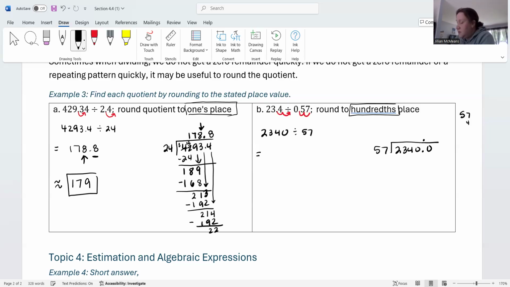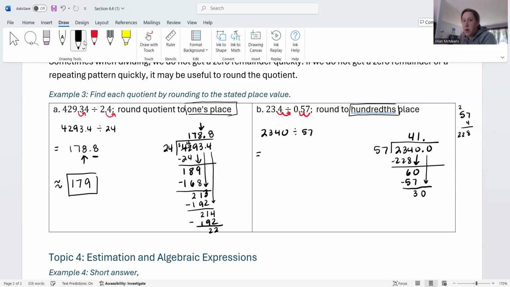So 57 times 4, well, 7 times 4 is 28, so I keep an 8, I carry a 2. 5 times 4 is 20, plus 2 is 22. So that'll actually work. 57 will go into 234 4 times. So I'm going to put a 4 above the 4. So then 4 times 57 is 228. I subtract, and let's see, 34 minus 28 is going to be what, 6? I drop down a 0. So now 57 will go into 60 one time. So 1 times 57 is 57. So I get a 3. Drop down the next digit in line.